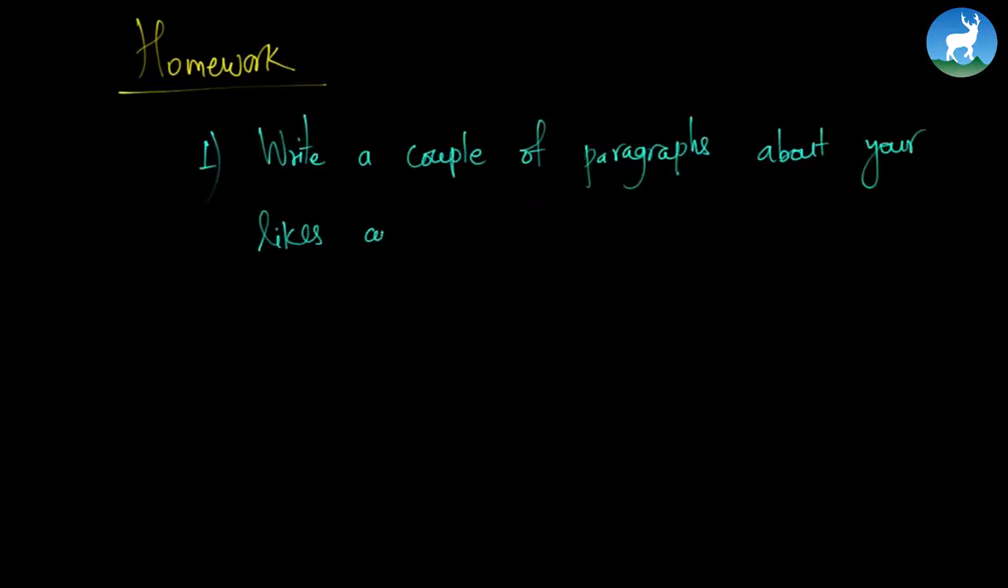Now I'm going to give you some homework as usual. Your homework is given below. Write a couple of paragraphs about your likes and dislikes. This is the question for your homework. You certainly like many things and you certainly dislike many things. Write all about them. In your first paragraph write all about your likes, and in your second paragraph write all about your dislikes. Correct? Very easy.